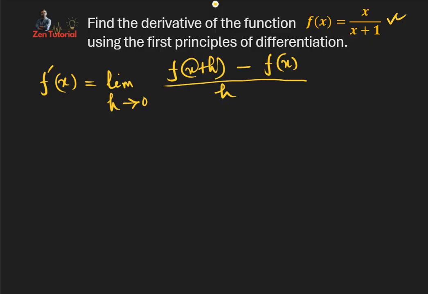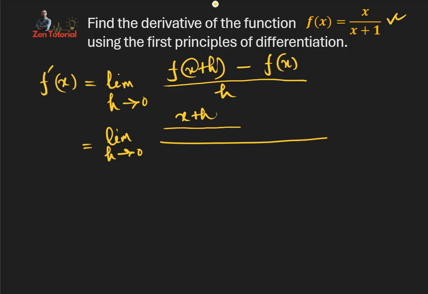Now the function is x over x plus 1, so limit h tends to 0, so it will be x plus h as the function of x plus h. That's why we plug in x plus h instead of x, so it will be x plus h over x plus h plus 1 minus x over x plus 1, all over h. So h tends to 0.